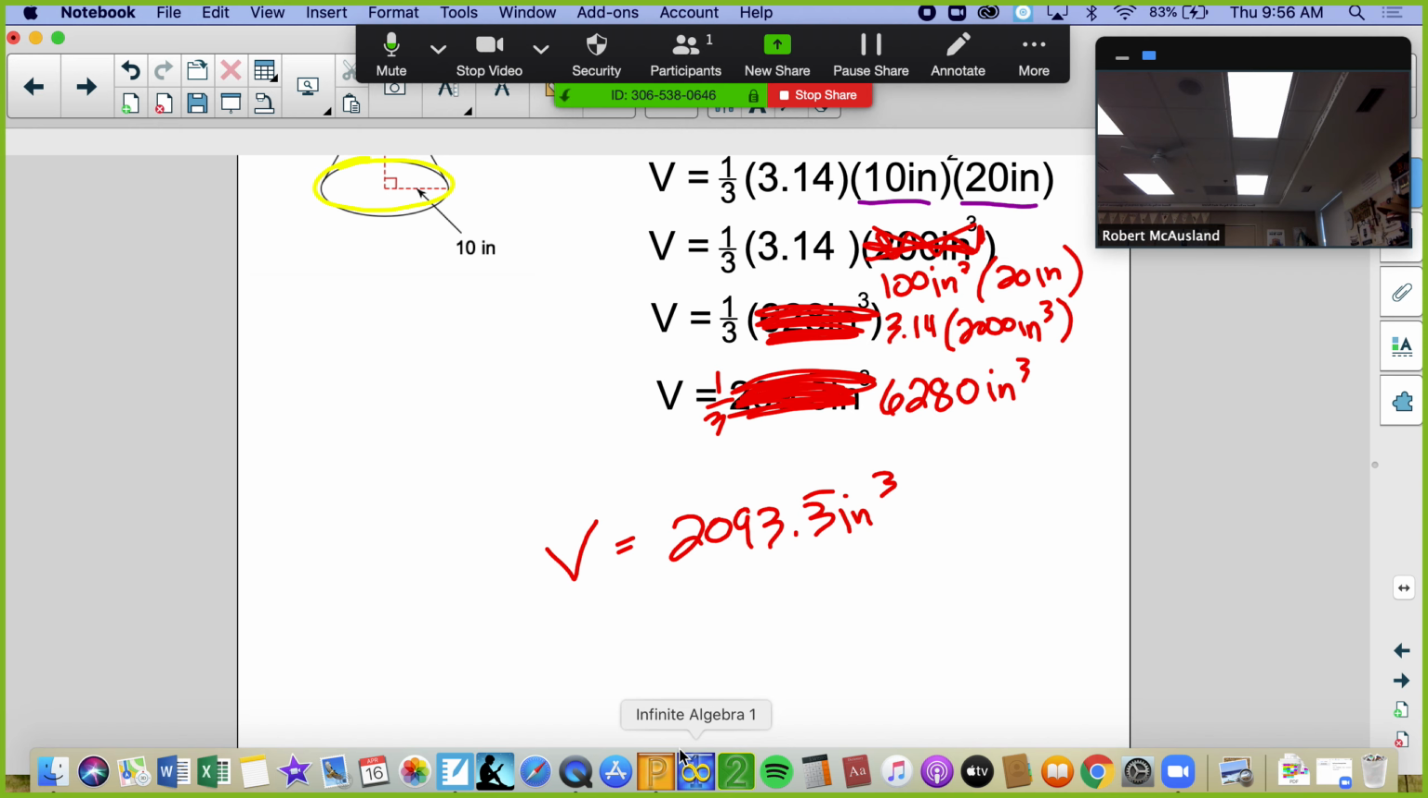Good. Hopefully you understand it. We see the similarities between volume of a prism and volume of a pyramid. A pyramid is just 1/3 of that prism.